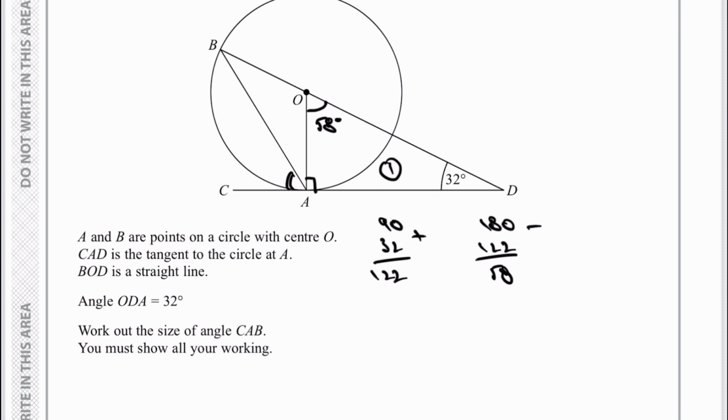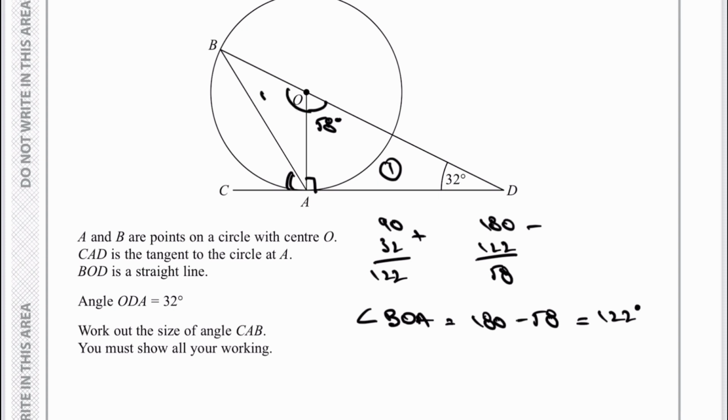Okay, the next thing is that we can work out the angle that's next to it, which is angle BOA, and that's going to equal 180 minus 58, which is going to equal 122 degrees.